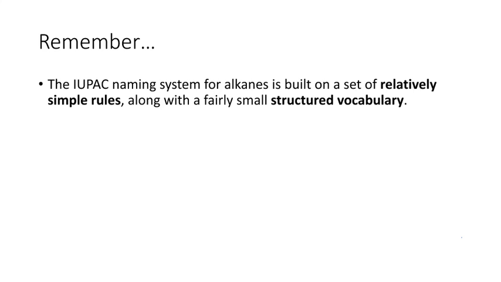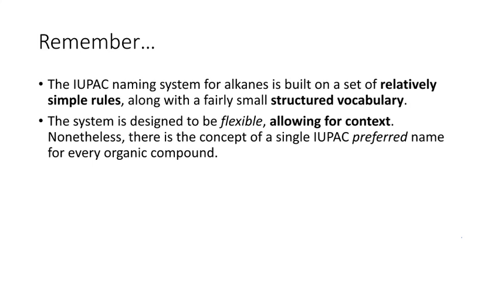Cool, huh? So remember, the IUPAC naming system for alkanes is built on a set of relatively simple rules along with a fairly small structured vocabulary. Methyl, ethyl, propyl, like that. The system is designed to be flexible, allowing for context. You really can use different names. There's one name that's called the preferred name, but there are many other ways of writing IUPAC structures depending on what you want to emphasize.